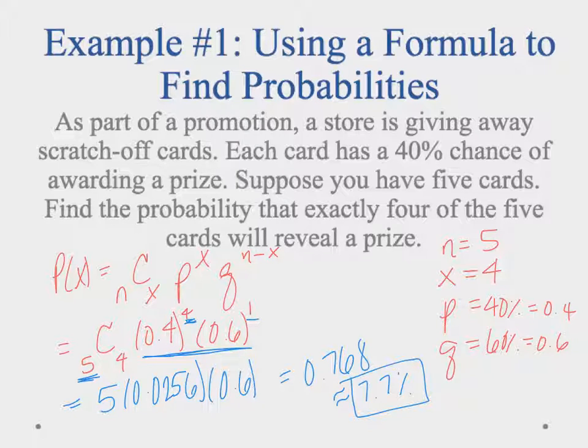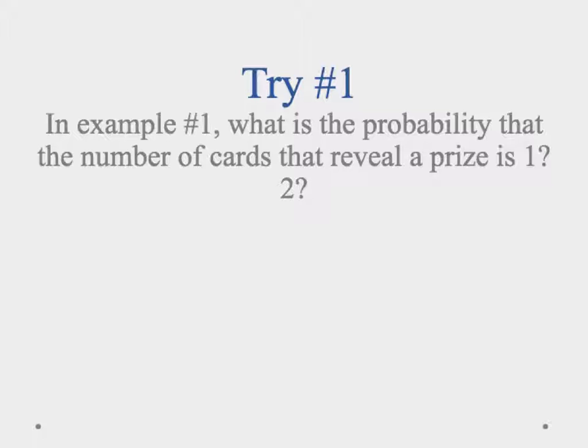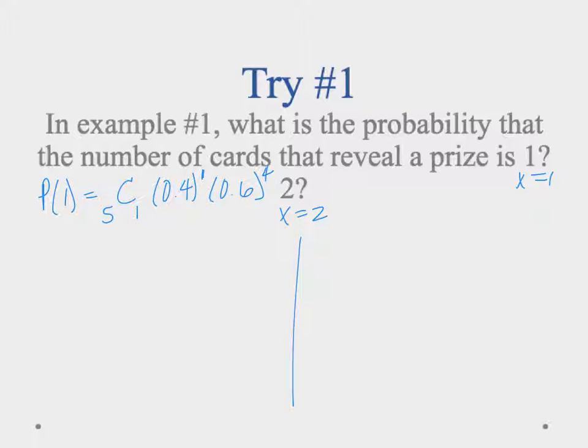So let's go ahead and do our try. It says in example 1, what is the probability that the number of cards that reveal a prize is 1 or is 2. So in other words, we're changing x to 1 and we're changing x to 2 in both of these situations. So I'm going to split this in half. This first one would be P of 1, because I want exactly 1. P of 1, so that'd be 5 choosing 1, P, which was 0.4, to the first power, and this would be 0.6 to the fourth power.